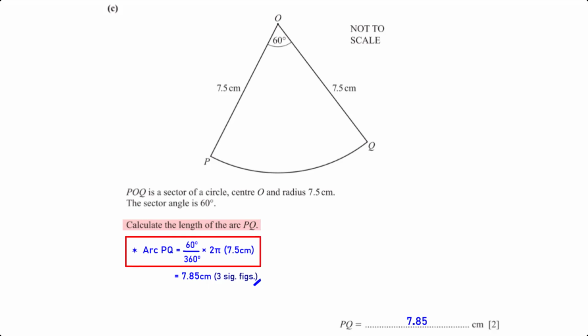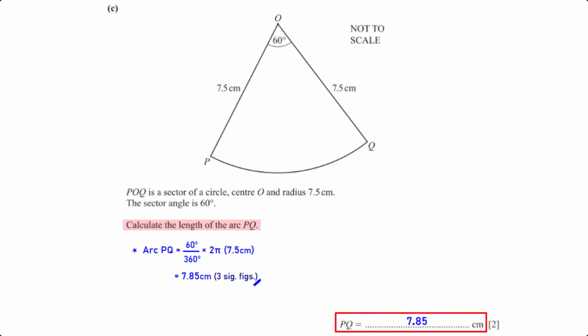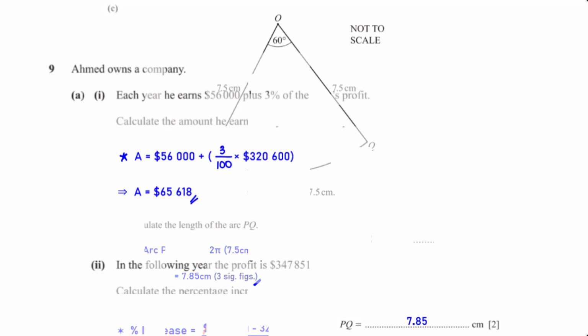To get the length of the arc PQ, we apply the formula theta over 360 degrees times 2 pi r, where theta is 60 degrees and the radius r is 7.5 centimeters. When we type this into the calculator, we get 7.85 centimeters, rounded to 3 significant figures.